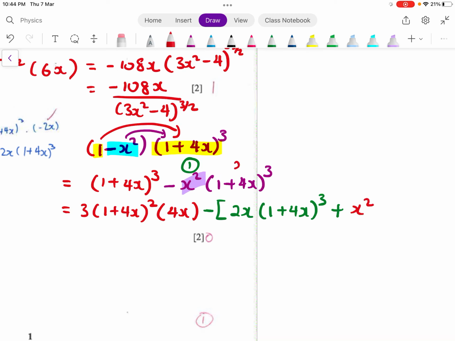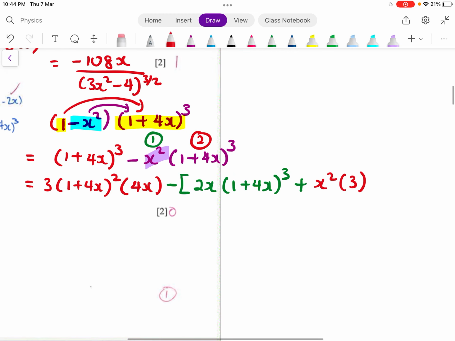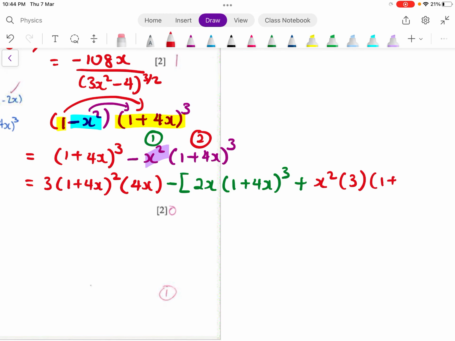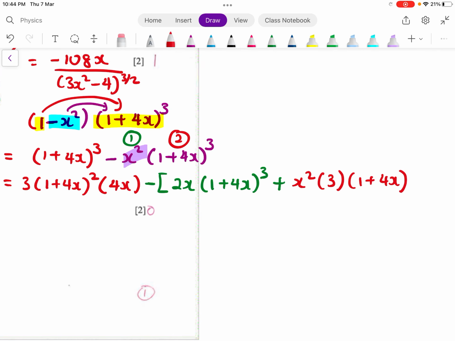You differentiate the second term, which means you'll get something like this: 3 times (1 plus 4x) bracket to the power of 2. Differentiate inside the bracket, which is 4. Then I close the bracket. Okay, so before you open up the square bracket, you simplify the inside of the square bracket first.